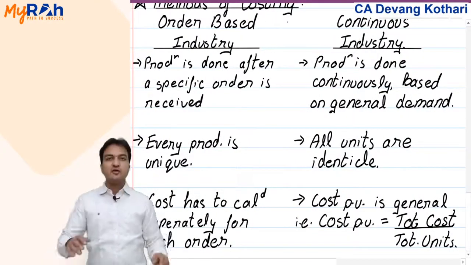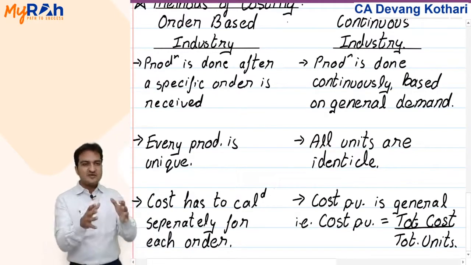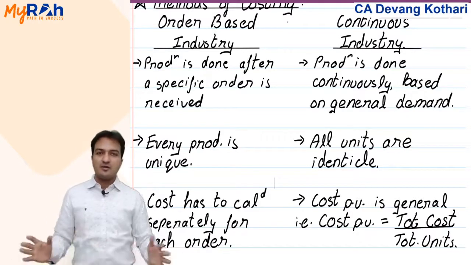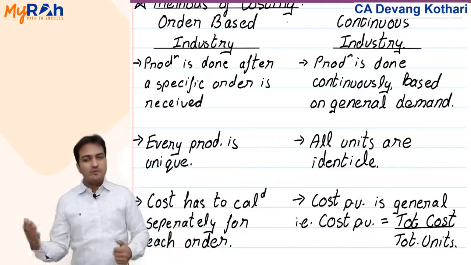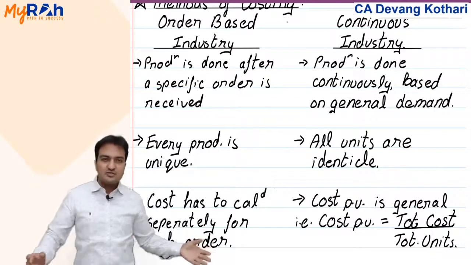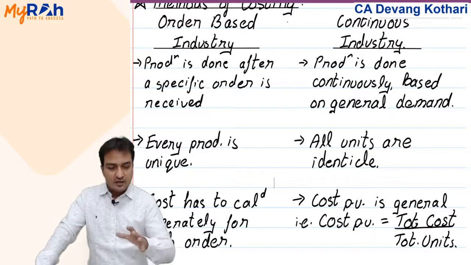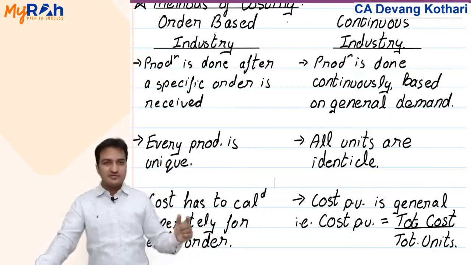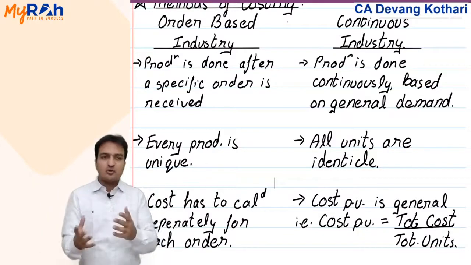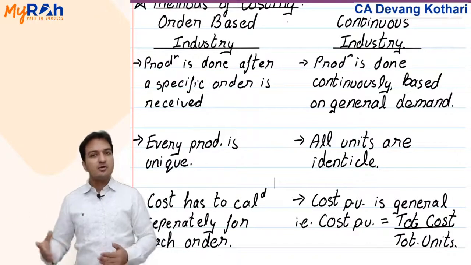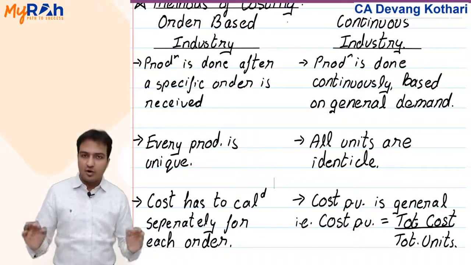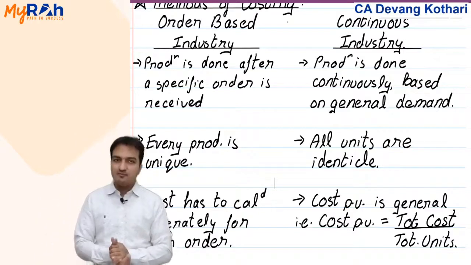Order based industry, where production is done after a specific order is received from the customer, while continuous industry, production is done continuously based on general demand. In order based industry, every product that I produce will be unique, will be different, while in continuous industry, all products are identical. That is why in continuous industry, cost per unit can be calculated in a general sense. Cost per unit is total cost divided by total units. But in order based industry, cost has to be calculated separately for every single order. Anyways, that is the methods of costing.